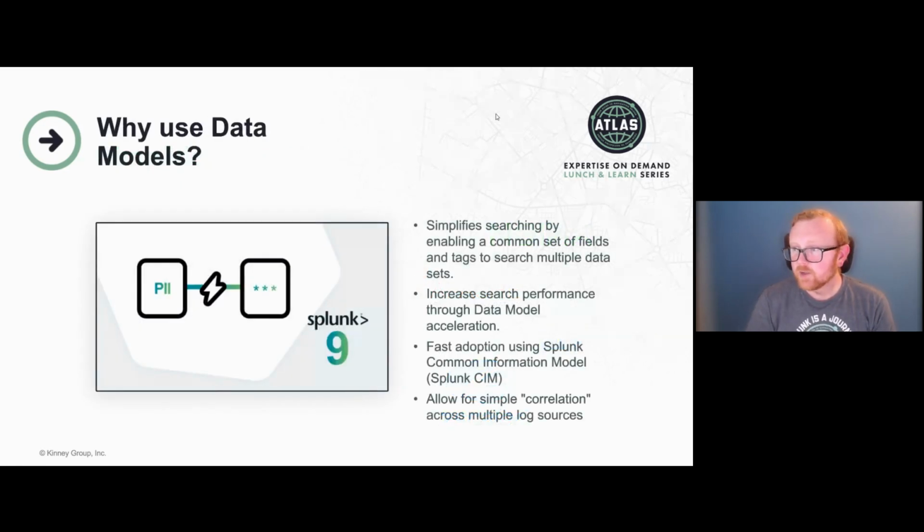And so why use data models? Like I mentioned, it simplifies searching by enabling a common set of fields and tags so you can search multiple data sets at once. And you can get increased performance through data model acceleration. We'll talk about that in a little bit. And as we're going to talk about later, the Splunk Common Information Model allows you to really quickly adopt data models. And you can allow for simple correlation across multiple log sources.